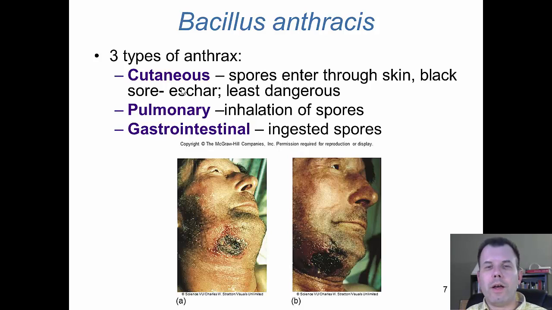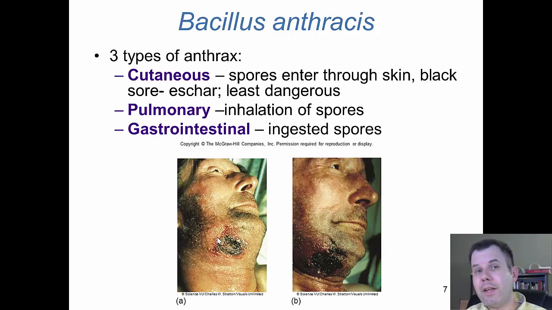And so you can tell that it's a sign of this cutaneous anthrax because you get this dark or black sore, which is called an eschar. This eschar is a large sore that forms, that is basically necrotic tissue forming from the anthrax releasing toxins and killing the skin.